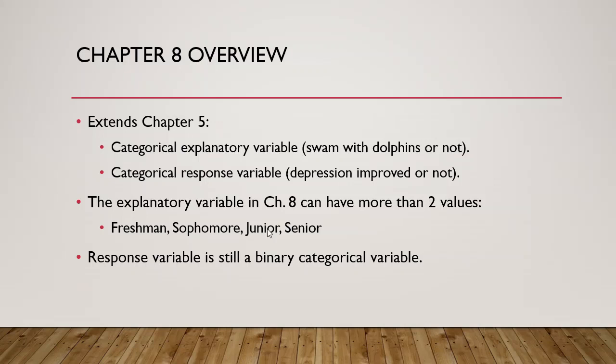And in Chapter 8, what's going to happen is the explanatory variable will just have more than two choices. So maybe it was whether they swam with dolphins, whether they swam but not with dolphins, or maybe they didn't swim at all. Maybe there were three choices, and then we checked whether their depression improved or not. Or maybe, you know, freshman, sophomore, junior, senior, you've got 4 years, and then we look at the proportion of students who live off campus or something. Is the proportion of students who live off campus the same or different depending on what year students are? So the response variable is still some sort of yes or no, but the explanatory variable just can have more than two choices. All right?